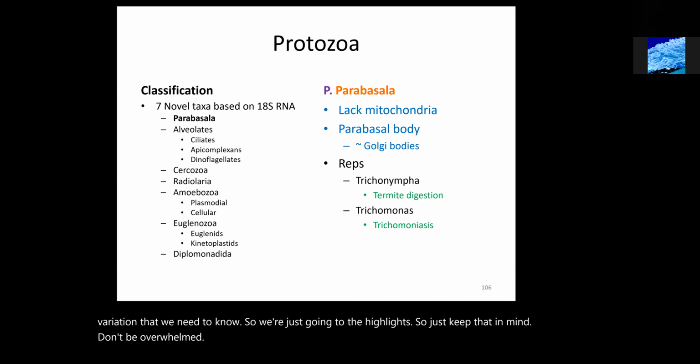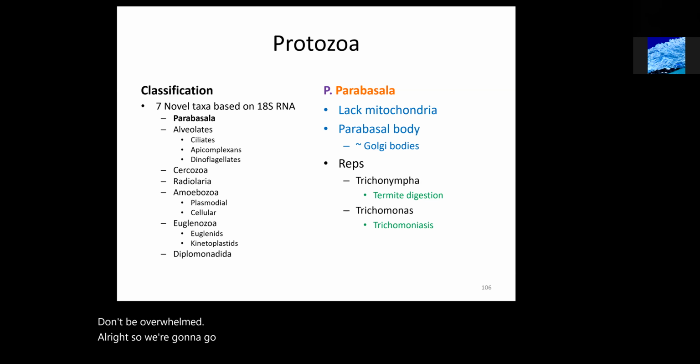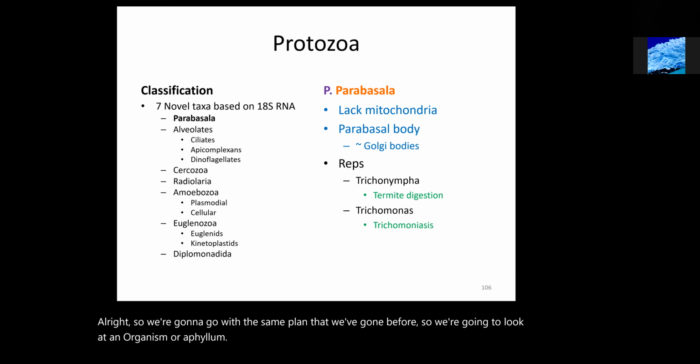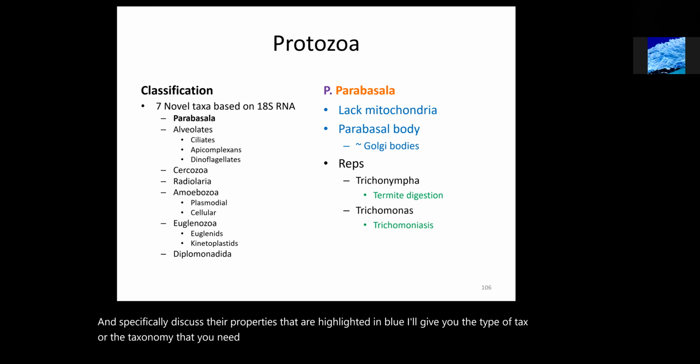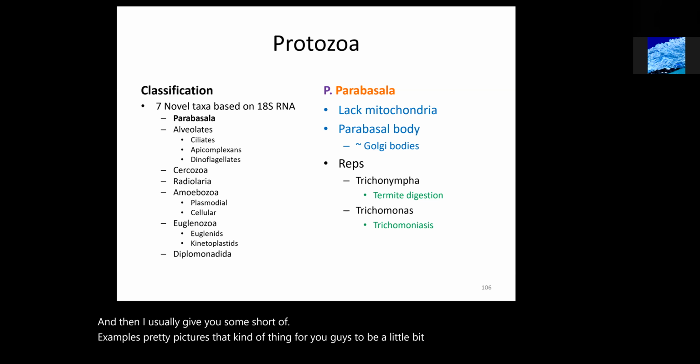All right. So we're going to go with the same plan that we've gone before. We're going to look at an organism or at a phylum and specifically discuss their properties that are highlighted in blue. I'll give you the taxon or the taxonomy that you need to know, which is usually highlighted in green and in orange. And then I usually give you some examples, pretty pictures, that kind of thing, for you guys to be a little bit more concrete in terms of the material that you want to know.